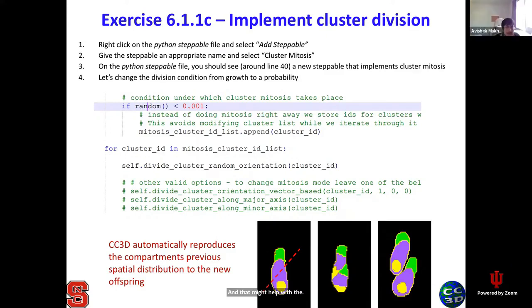But I'm confused about one thing. Even if it is a random orientation, I'm dividing along the random orientation. The daughter cell should get the exact copy of everything the parent cell has, right? Yes. So why is it the case that if I tell it to divide in a random orientation, I can lose the nucleus?